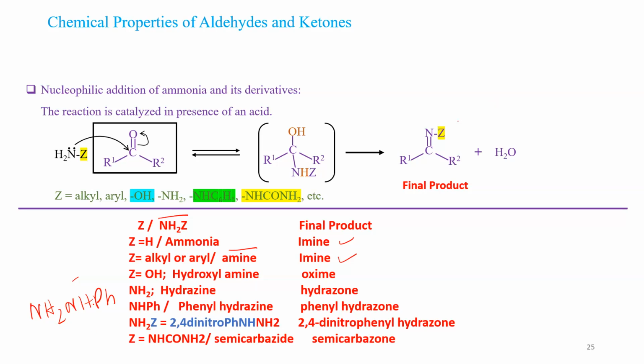Now in this phenylhydrazine, if we have two nitro groups on the benzene ring at position 2 and position 4, it will be called 2,4-dinitrophenylhydrazine, and the product will be called 2,4-dinitrophenylhydrazone. Then if Z is equal to NHCONH2, NH2Z will be NH2NHCONH2. This is called semicarbazide, and the product is called semicarbazone.